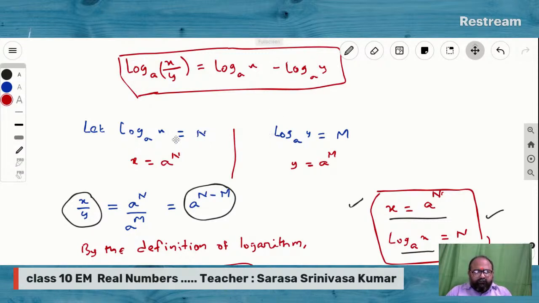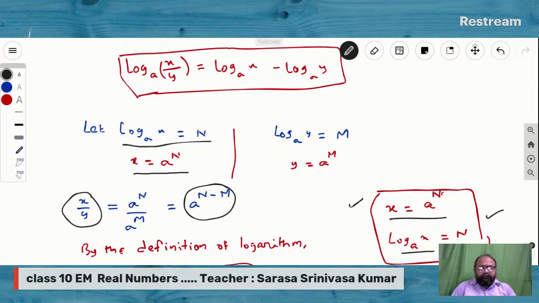To prove this important result, we assume that log x base a equals n. From this, by the definition of logarithm, we can write x equals a power n. Now we assume that log y base a equals m, and by the definition of logarithm, we can write y equals a power m. So this is what we assumed: log x base a equals n and log y base a equals m. From this, we get x equals a power n and y equals a power m.